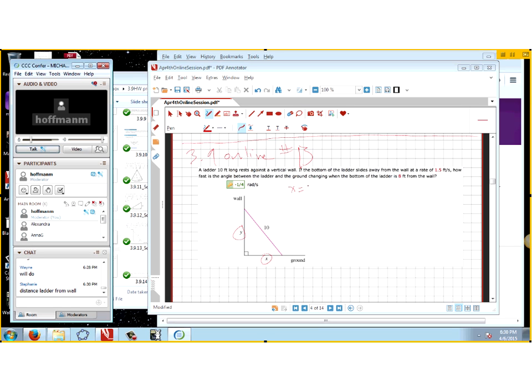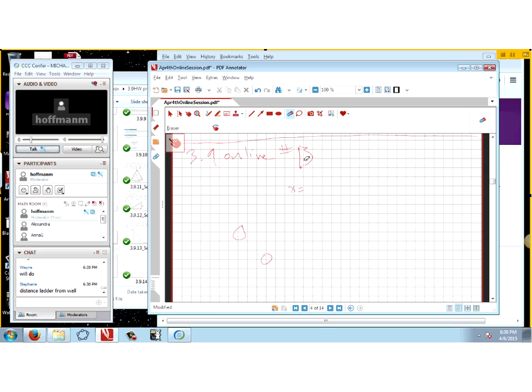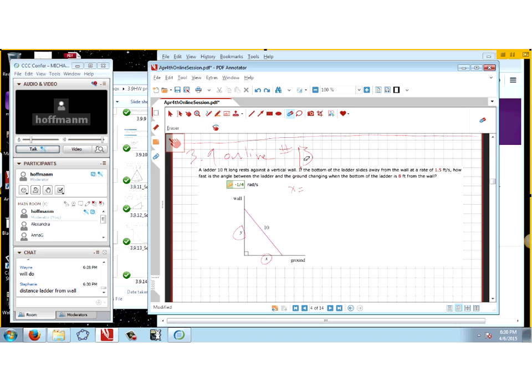X is the distance of the ladder from the wall. Oh crap. Small thumbs. Okay, so it equals the distance of the base of the ladder from the wall. I know my handwriting is great. Okay, and that's our x, right? Y is the distance of the top of the ladder from the floor.